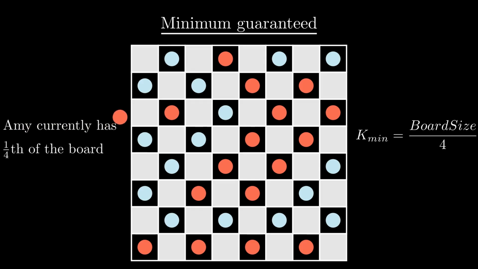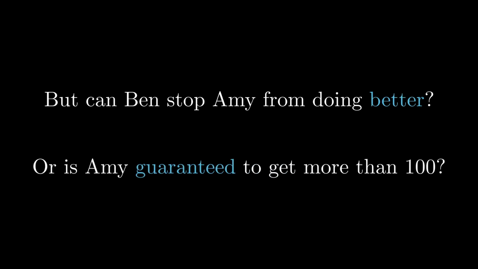But Amy, in these scenarios, usually gets more than 1/4, given the fact that there are some white squares that are not a knight jump away from any of her current pieces. So the question is, can Ben systematically prevent Amy from getting more than 100? Or maybe she's destined to get more, maybe 101 or 102. And if so, what is the maximum that she is guaranteed to get?